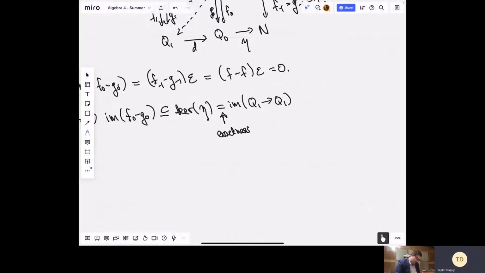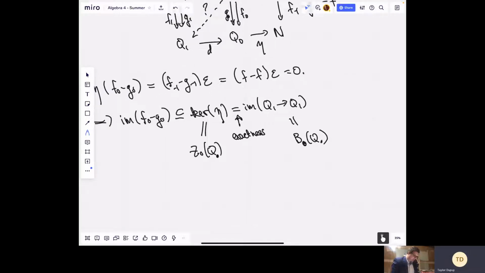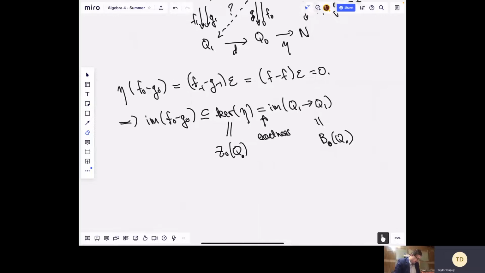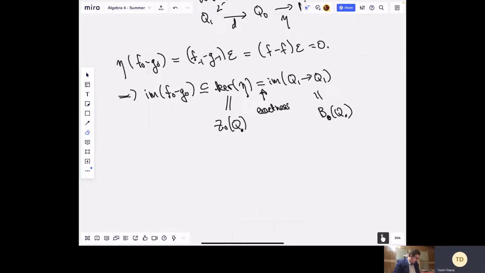All right, so this thing here is what we call the cycles of Q. I'm omitting the bullet. I'm going to start to omit the bullet more often. And then these are the boundaries of Q, B0. So they're the same thing because it's exact. All right, and so what does that tell us?